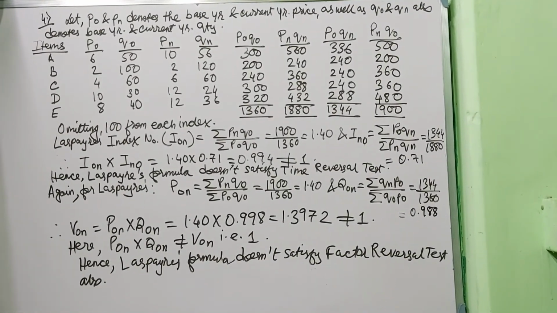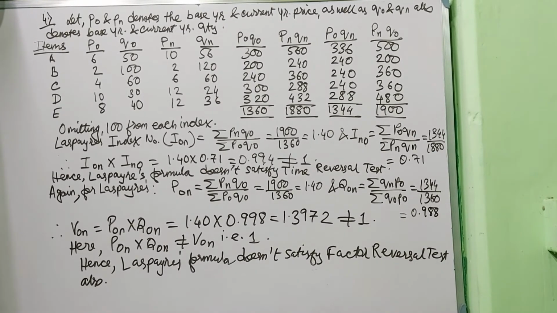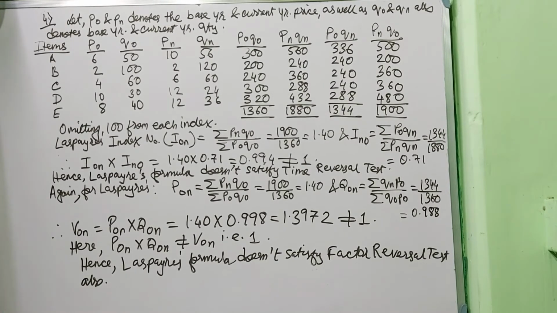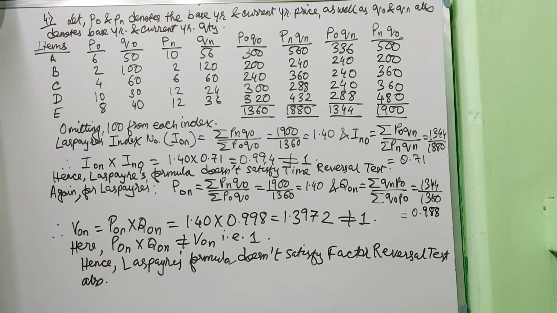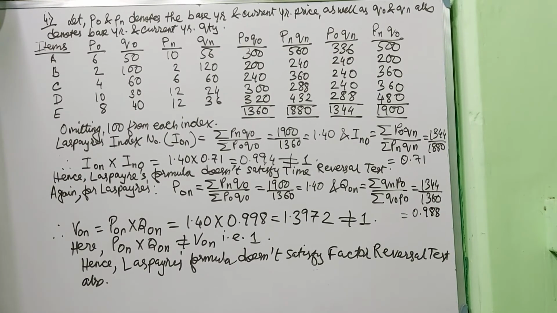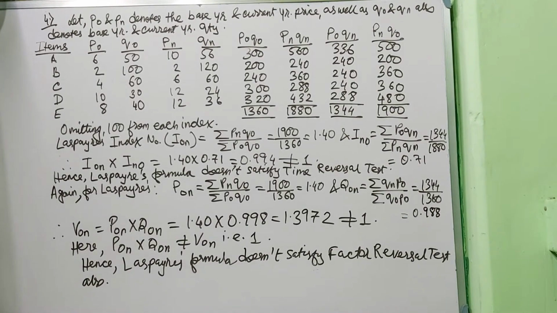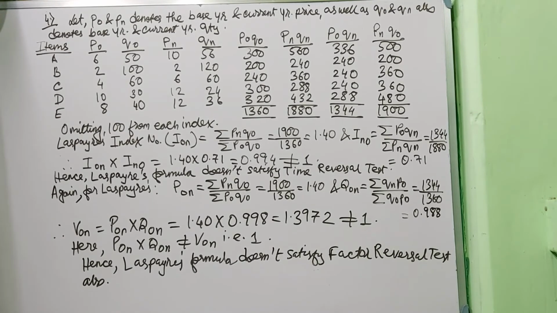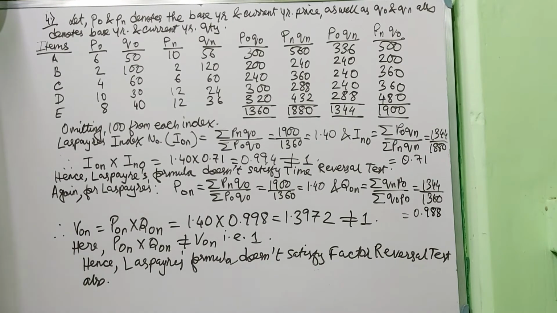I hope it is now clearly visible, right? Yes, in this case also, this is how you have to do it. At first you have to calculate all the factors. Now as it is Laspeyres' index, we know it's a reciprocal of that. Summation of Pn Q0 by summation of P0 Q0, which is 1900 by 1360. And ION means obviously put the value of Pn. NO means summation of P0 Qn by summation of Pn Qn, which is 1344 by 1880, and it is coming 0.71.